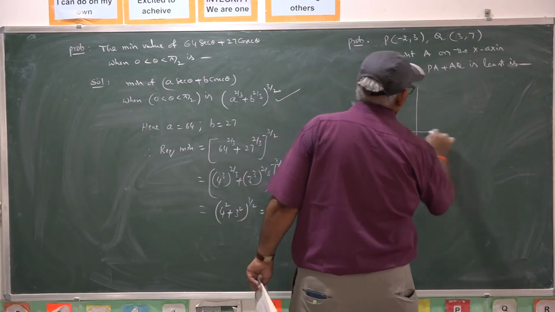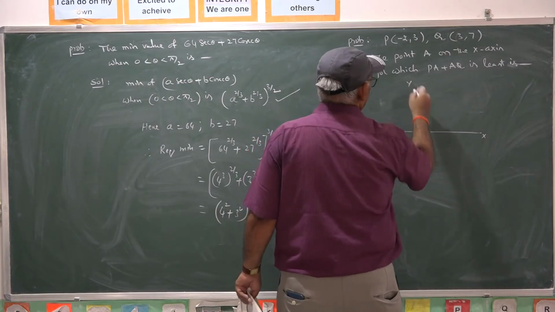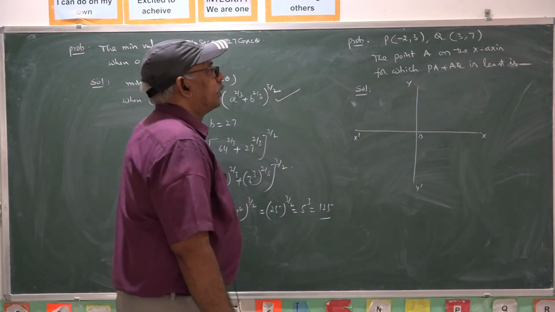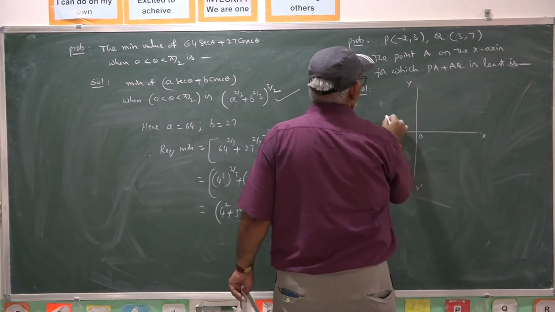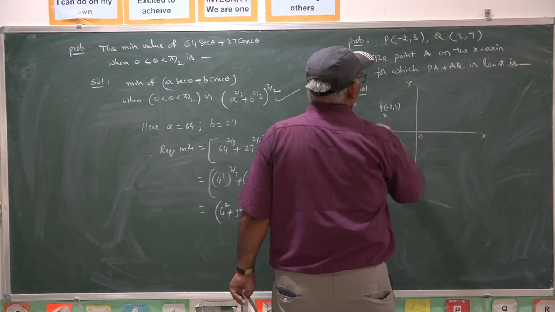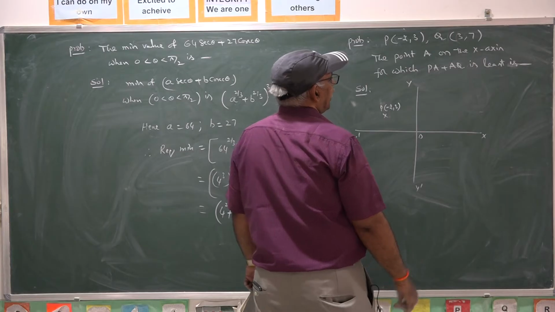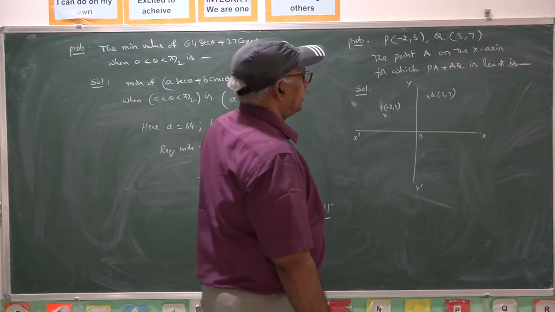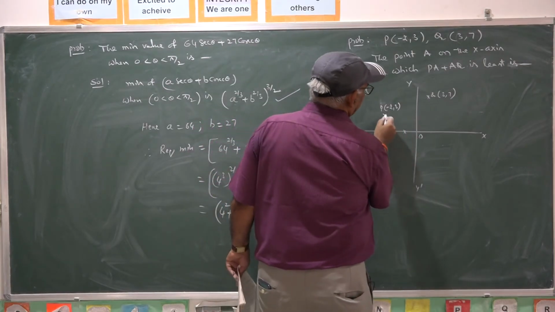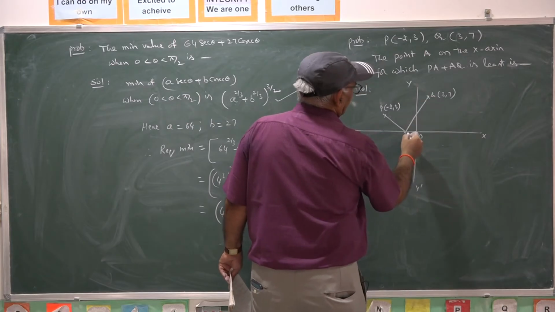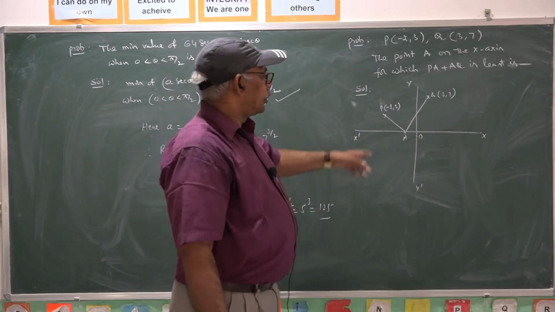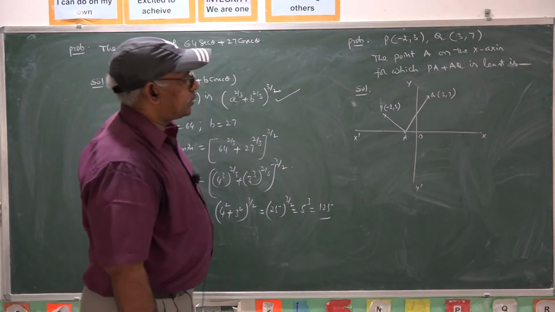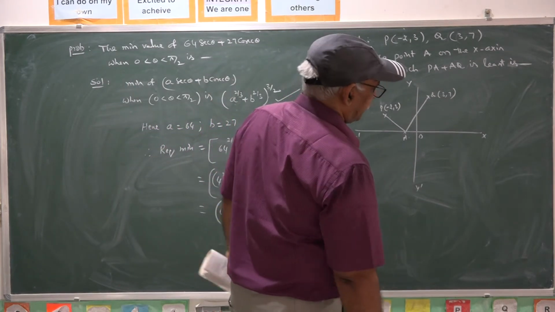Let us consider the coordinate system here. Observe the given points in such a case. P lies in the second quadrant clearly, minus 2 comma 3, and Q lies in first quadrant, 3 comma 7. Now, a point A is considered, of course, on the x-axis, so that PA plus AQ is minimum. We have to minimize PA plus AQ.